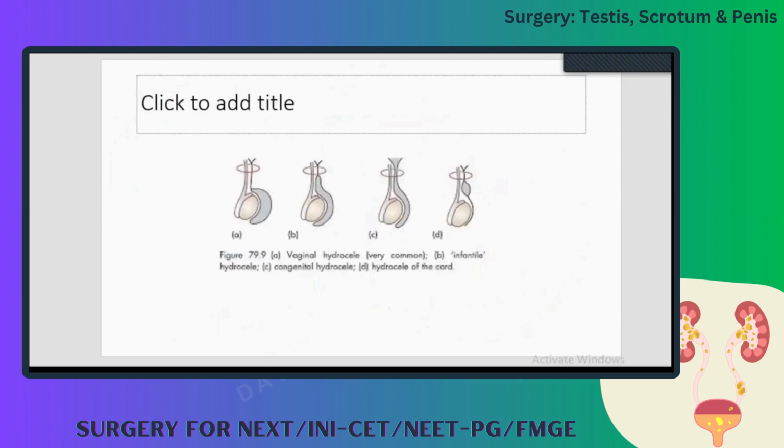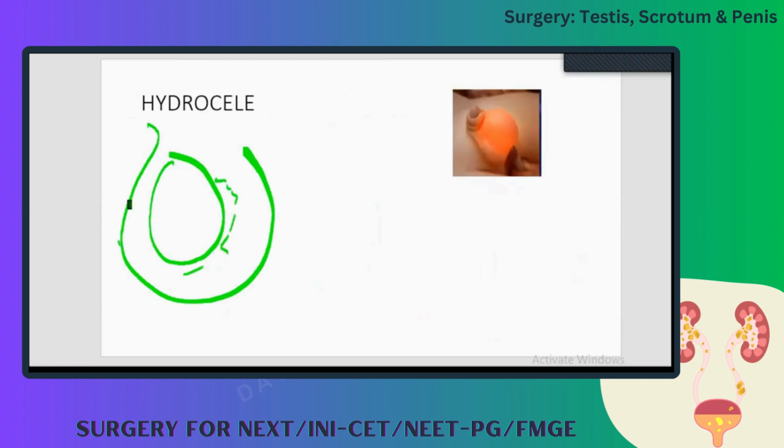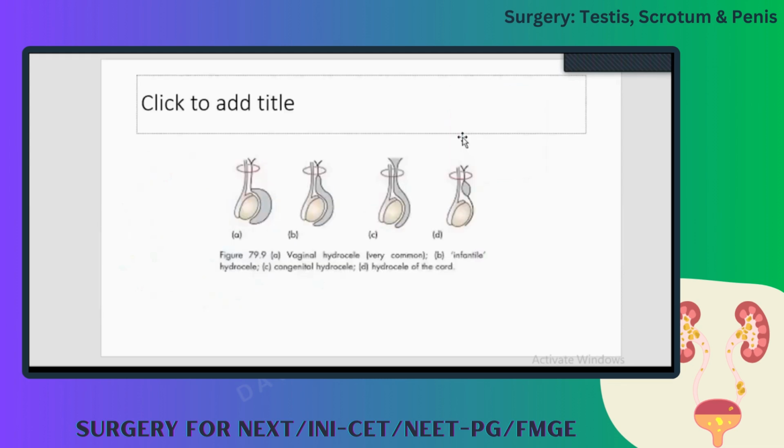Hydrocele. What is hydrocele? It is a collection of fluid in the tunica vaginalis. So what is this procedure being done here? Transillumination. Transilluminoscopy. If you see like this, there will be a barley water sign or there will be a Chinese lantern pattern. So these are the 4 types of hydroceles.